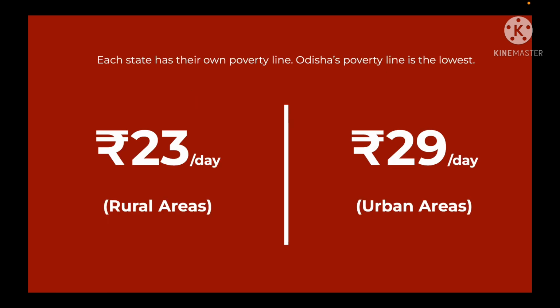Apart from this, each state in India has its own poverty line, with the poverty line of Odisha being the lowest at 23 rupees a day for rural areas and 29 rupees a day for urban areas. This different poverty line for each state is because people identified as poor by the state government and by the central government get different benefits from the center and the state government.